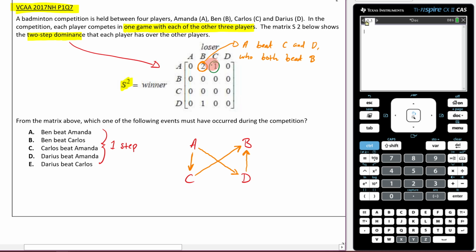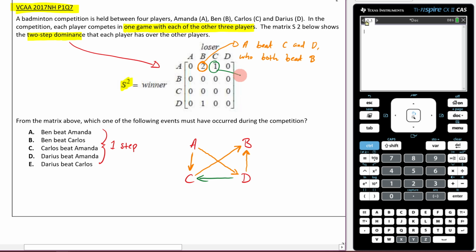Then we come to our next one here, which is C. And now this is saying that A has 1 2-step dominance over C. So we need to figure out how A can have a 2-step dominance over C. Well, the only way that this can happen, it can't be A beat B, because then B doesn't beat C. See how the arrow's going the other way? It must be A beat D and D beat C.